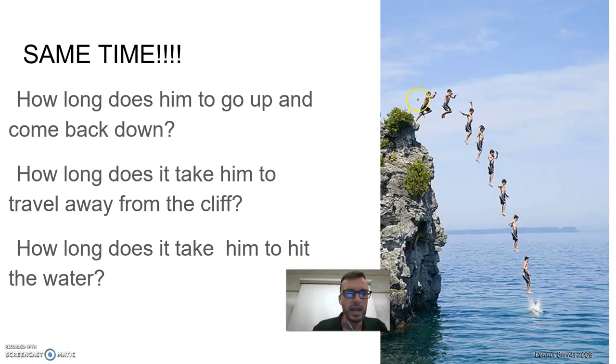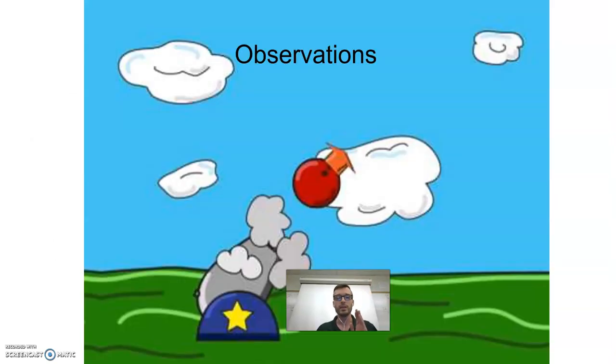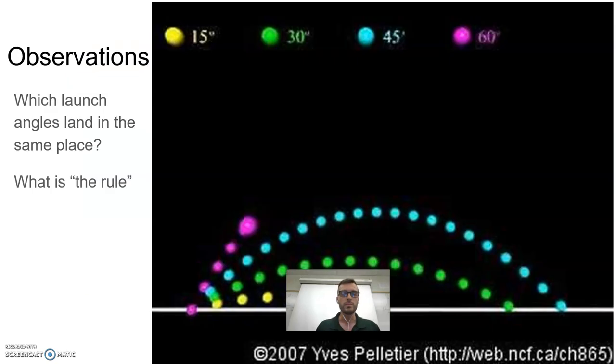If I ask you to time how long it takes this person to go up and come back down, and then I ask you how long it takes to go from the edge of the cliff out to where he eventually lands, if you time both of those things, you would get the same answer. Why? Because you're moving up and down at the same time that you're moving out. You're moving in two dimensions, in x and y. They're happening independently, but they're happening at the same time. They're independent but simultaneous.